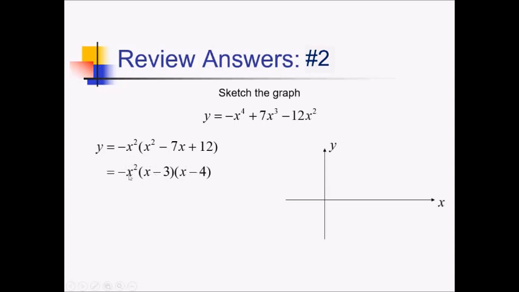So for this x squared, we see that we have a root of 0. And then for this middle factor, we have x equals 3, and then 4 for this last factor. Putting those on this graph here, we've got 0 at the origin, 3 is somewhere to the right of that, and 4 is somewhere further to the right. So now we know what our graph is going through in terms of the x-axis. It can't go through the x-axis anywhere else.